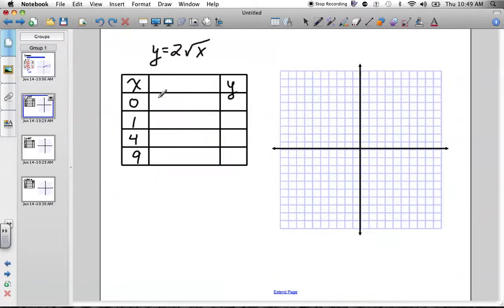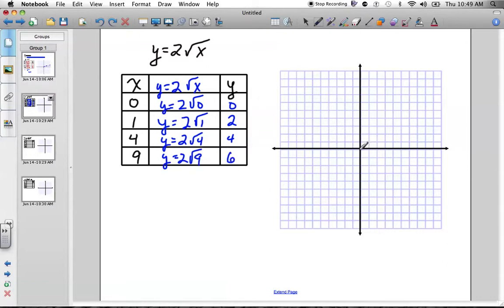Let's take a look at a few other examples. y equals 2 times the square root of x. And when we put in our input values, the square root of 0 is 0. 0 times 2 is 0. When we put in a value of 1 for x, square root of 1 is 1. 1 times 2 is 2. When you put in 4, square root of 4 is 2. 2 times 2 is 4. When you put in a value of 9, square root of 9 is 3. 3 times 2 is 6.